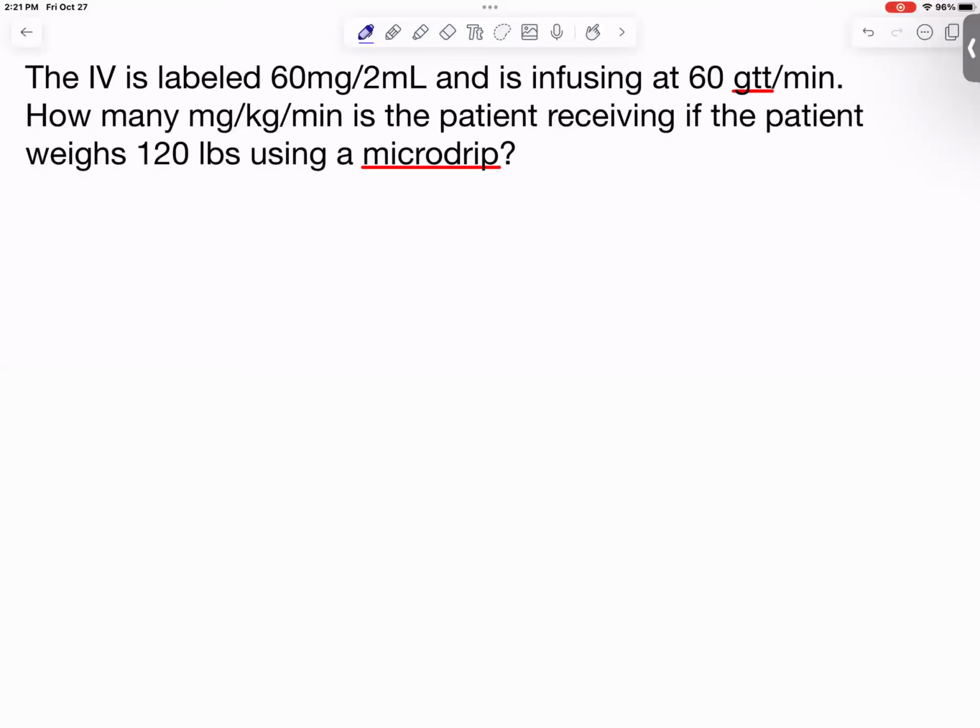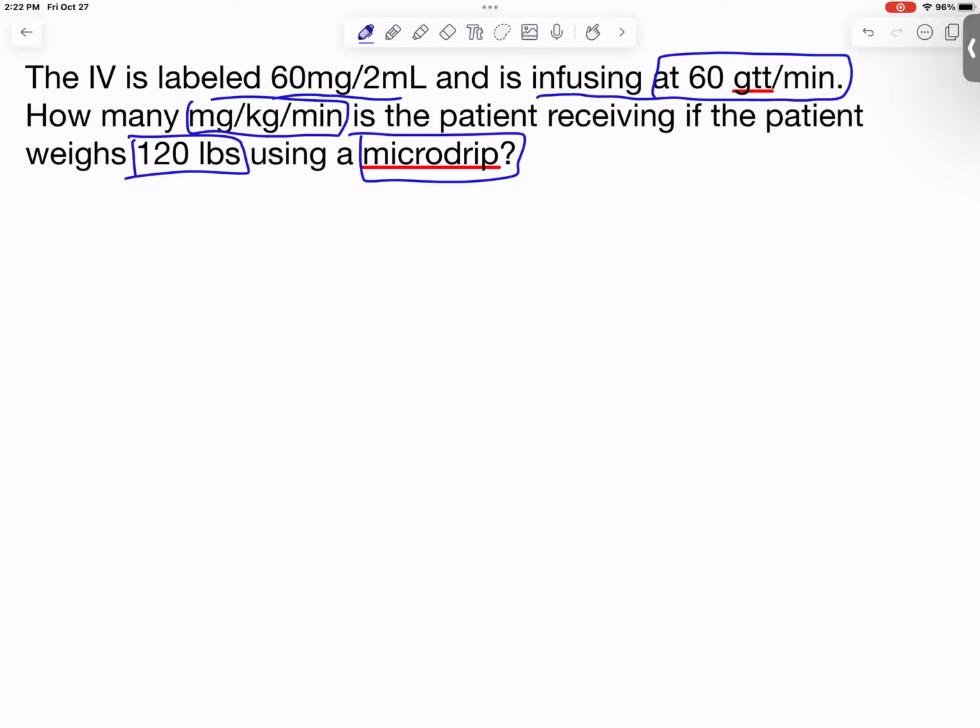All right. So I'm going to read my question as I always do. I'm going to highlight things that I am going to need. So the IV is labeled. The IV has a label on it that it has 60 milligrams per 2 mLs, and it's infusing at 60 drops a minute. How many micrograms per minute is the patient receiving if they weigh 120 pounds using a micro drip?